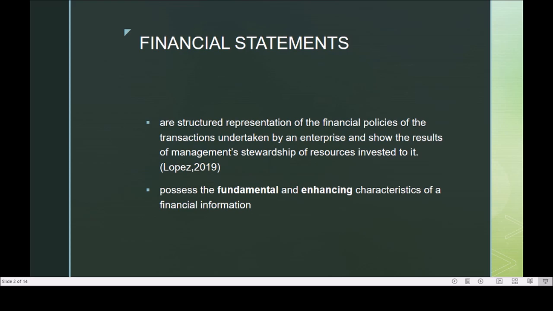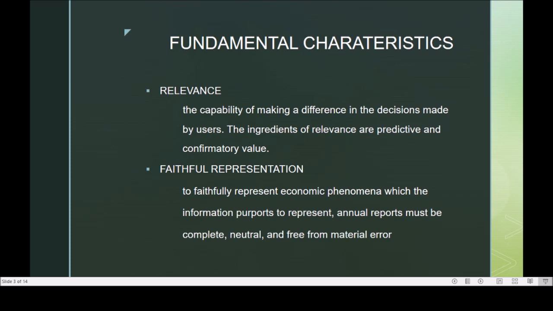What are these fundamental and enhancing characteristics? Okay, these characteristics, by the way, are very important because this will make the financial statements more useful to the users of the financial information. Okay, what are fundamental and enhancing characteristics? Let's begin with the fundamental characteristics. The fundamental characteristics are composed of relevance and faithful representation.